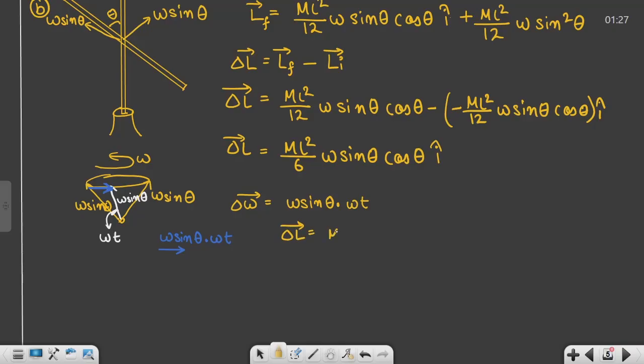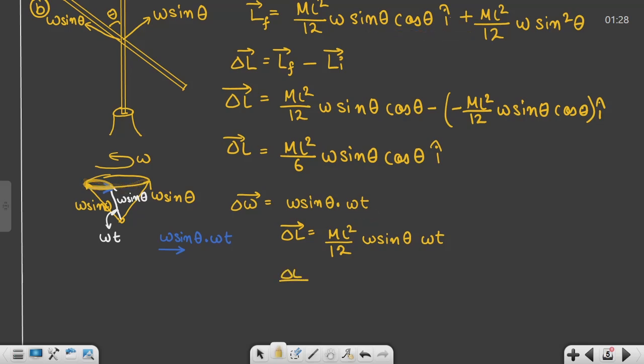So the change in angular momentum is nothing but, with moment of inertia ml square by 12, ml square by 12 into omega sine theta into omega t. See, in the previous case, it was rotated by 180 degrees. In this case, it has been rotated by some amount of degrees. It hasn't reached the full distance out here. It has reached only this much distance. Understood? So I'm calculating only for that much distance, omega t.